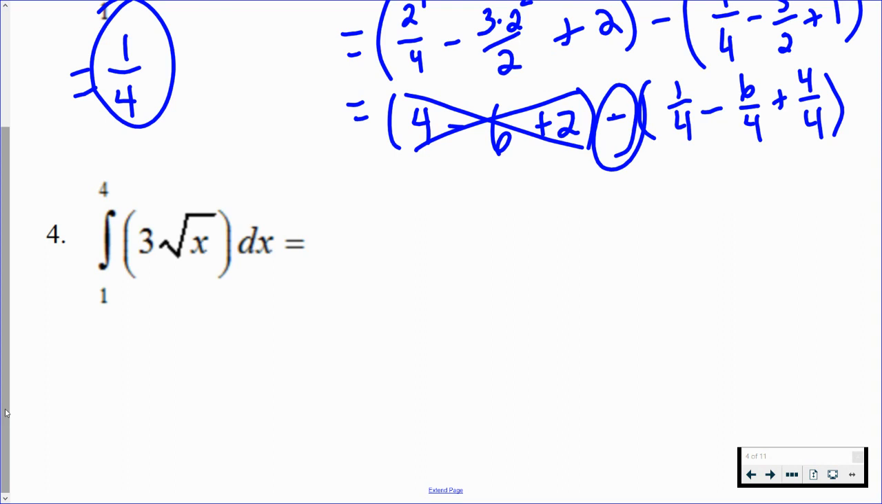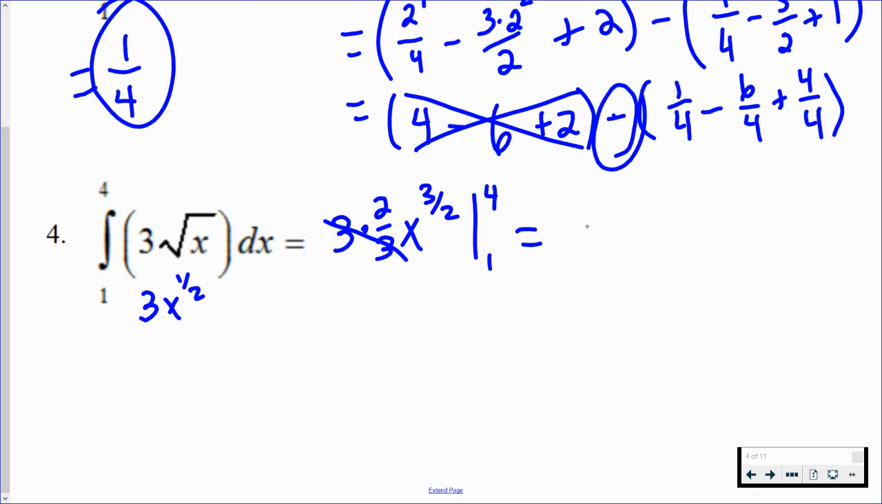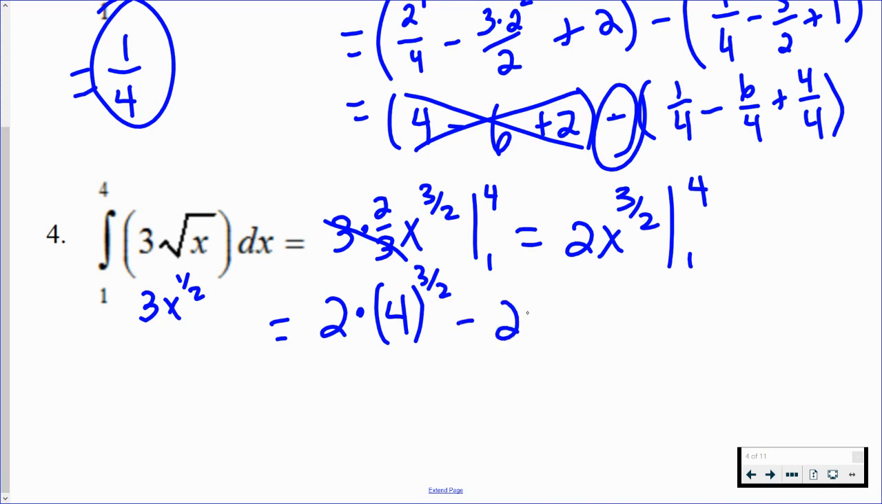Okay, let's try number 4. The integral of 3 square root of x. Again, we would want to rewrite that as 3x to the 1/2. Okay, so let's think about taking that integral. We have 3 as a constant times x to the 3 halves divided by 3 halves, which means multiplied by 2/3. 3 over 3 cancels, and we now have 2x to the 3 halves, and we're evaluating at 4 and 1. We want to plug in 4 first. So 2 times 4 to the 3 halves minus 2 times 1 to the 3 halves.